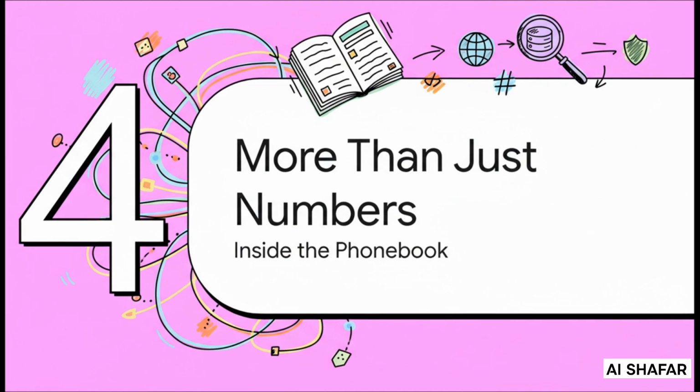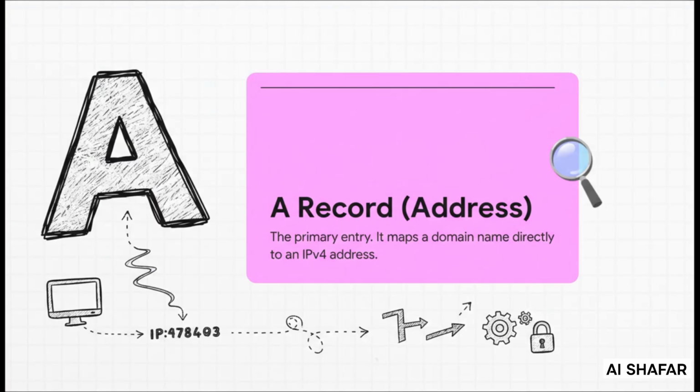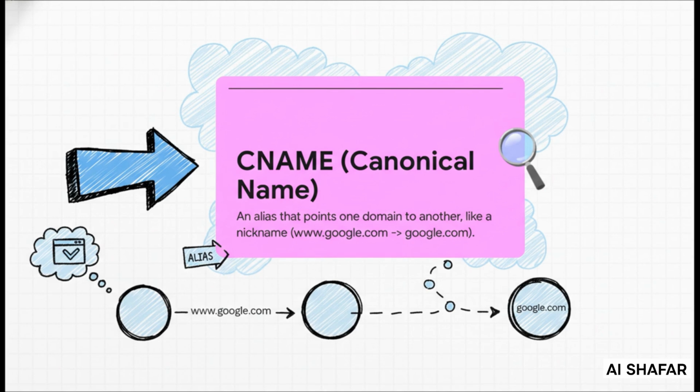A single entry inside can hold all different kinds of information, and each one has a very specific job to do. Okay, so the most common one is the A record. A just stands for address. This is the main entry, the bread and butter of the whole DNS phone book. It's the one that directly connects a domain name to its primary numerical IP address. Simple as that.